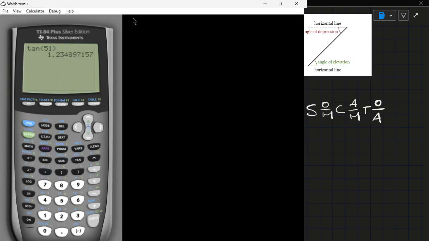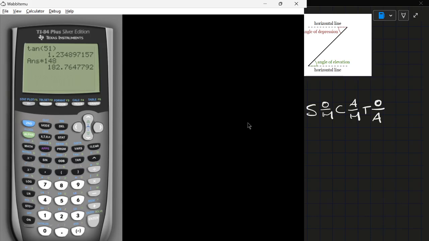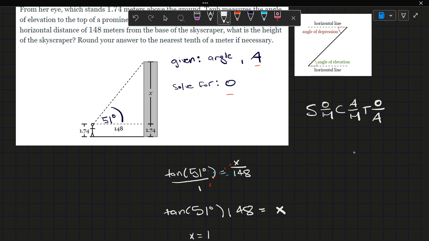And we don't really have to manipulate the equation after that. So we're just going to multiply this by 148 as per the problem right here. So we get 182.7 and we're rounding to the 10th. So 182.8. So x is equal to 182.8. But remember, we set up this triangle to where she's looking, and in the right triangle we set up in real life, she's 1.74 meters off the ground. So with her angle of elevation, we're calculating the height of this portion of the skyscraper. We're not accounting for the 1.74, which is the meters up to her eye.